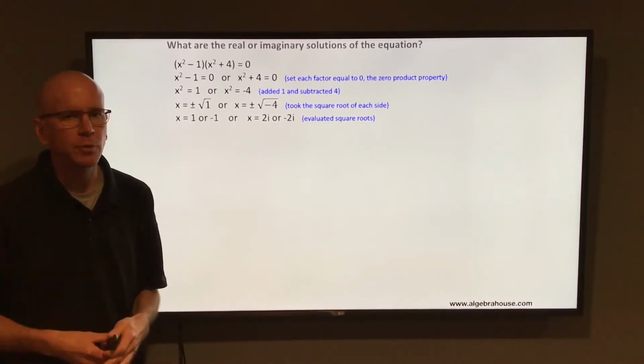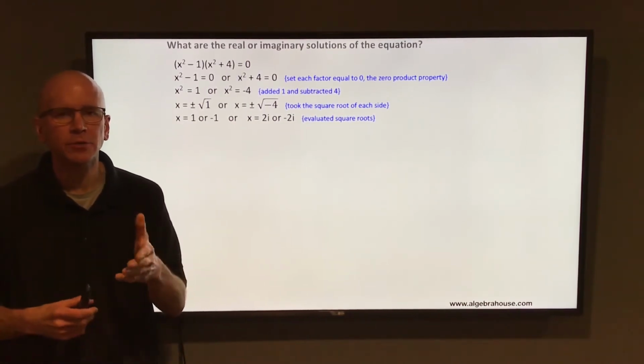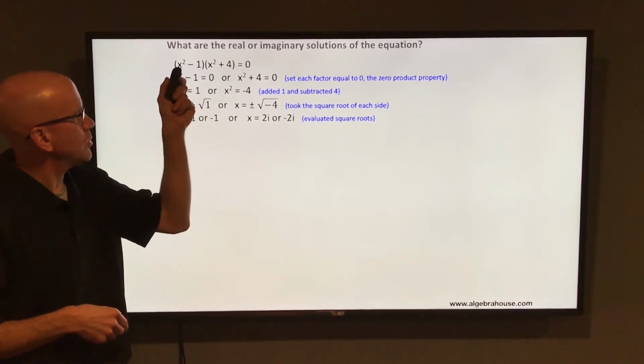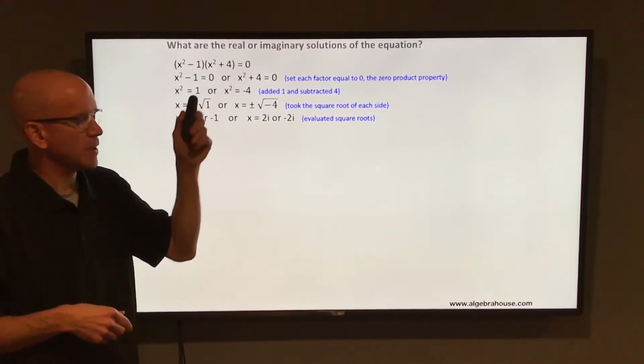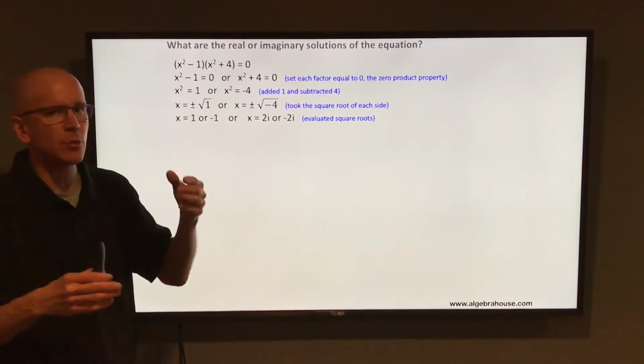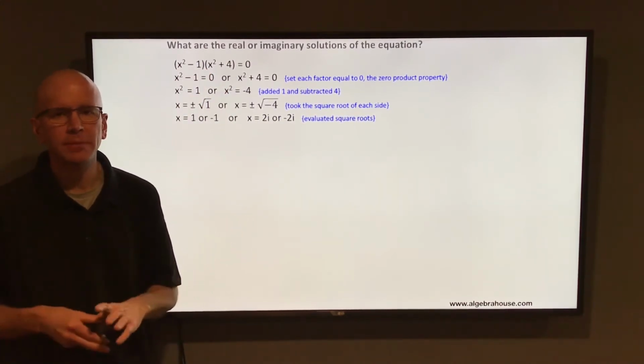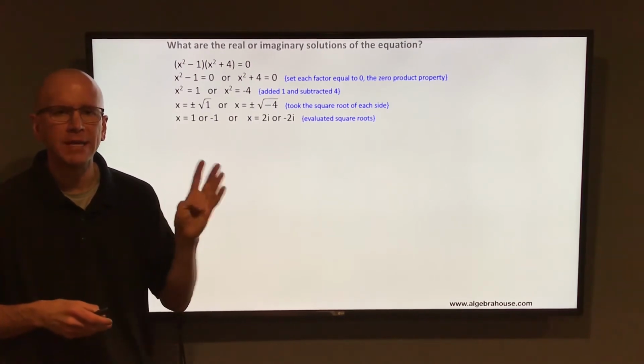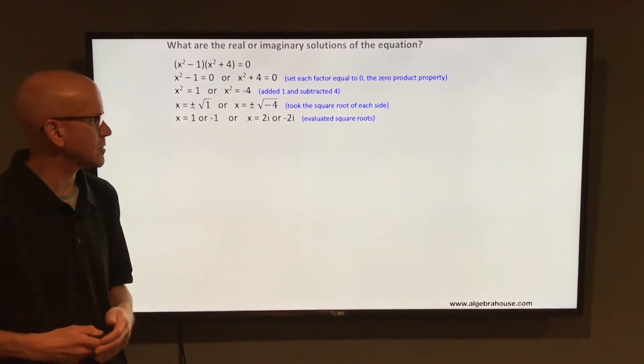Go back to the original equation, check the degree. That's how many solutions you should get. So you look at the degree of the initial equation, a little tough to pick out. But remember, the first terms multiplied together, that's going to make the degree. x squared times x squared is going to be x to the 4th, meaning you should have 4 solutions. And that's what we have here.